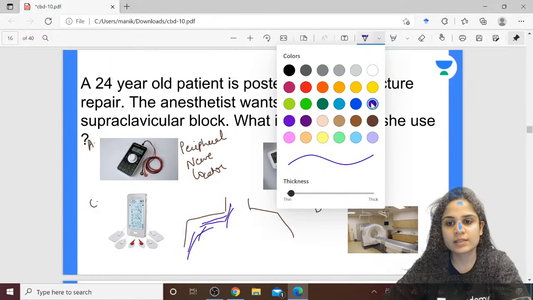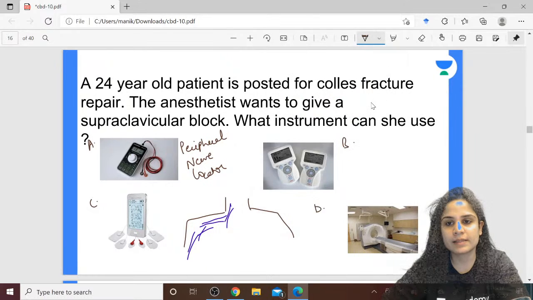Okay, so what does a peripheral nerve locator do? I basically put a needle from here. Okay, the needle is attached, and then I give an electrical stimulus. So when I give an electrical stimulus, these nerves that are there of the brachial plexus, they get stimulated.